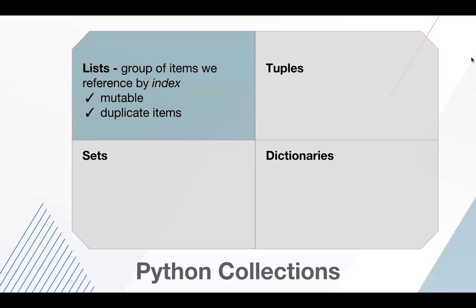So lists are very similar to JavaScript arrays in that we have a group of items. We can refer to those items, reference them by their index. The order of the items is not going to change unless we go in and change them. Lists are mutable and they allow duplicate items. We can have multiple of the same thing.